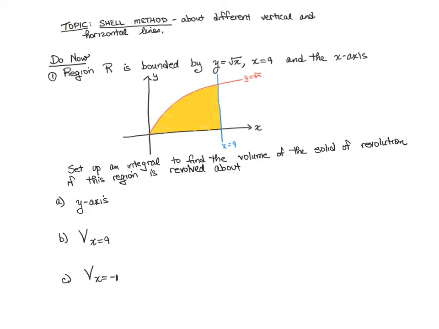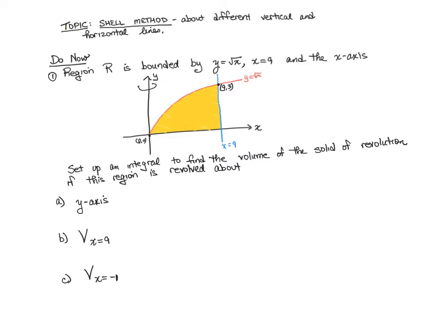Let's review. Suppose region R is bounded by y equals the square root of x, x equals 9, and the x-axis. And I sketched those for you, and the intersection points here are (0, 0) and (9, 3). Now, we would like to set up an integral to find the volume of the solid of revolution if this region, the yellow region, is revolved about the y-axis.